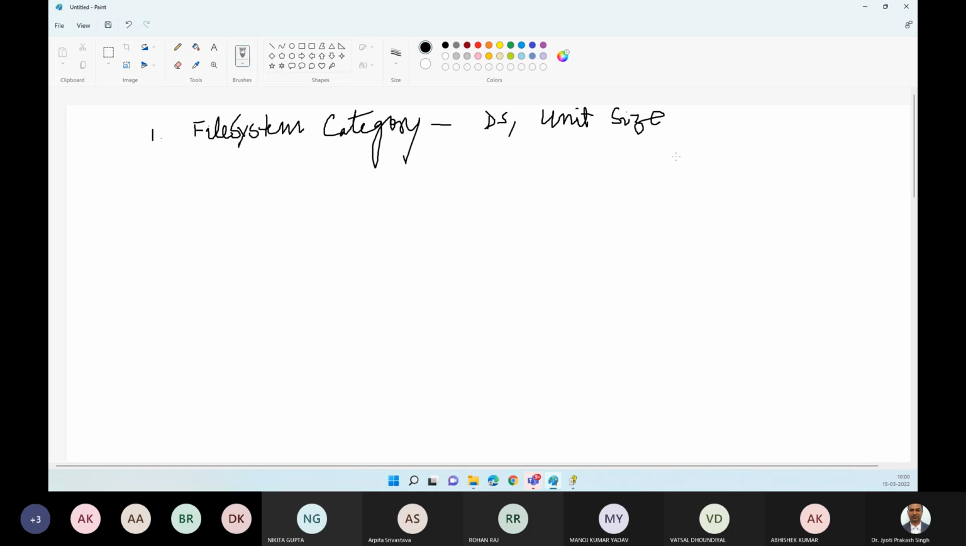What do we mean by file system category, or how are we categorizing? What does the category word in a file system represent? It contains the general file system information, basically the data structure which this particular file system is following, and then what unit size the file system is using, and so on. So this is the first component in a file system. The second component is the content.